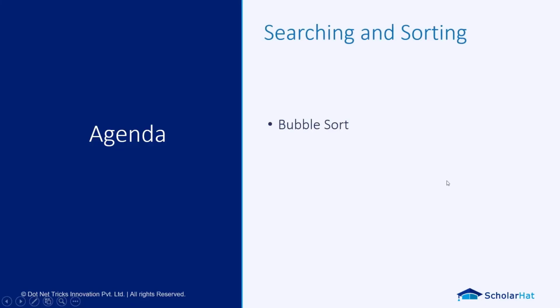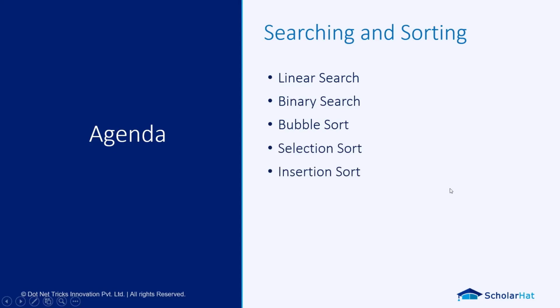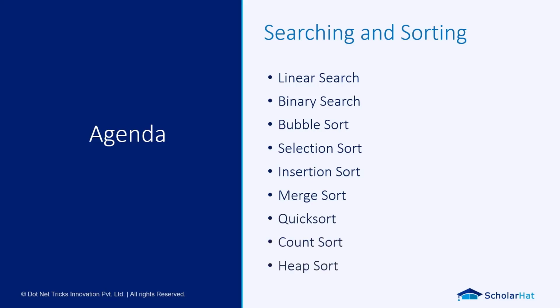So next up, we're going to start with the searching and sorting algorithms. There we're going to see linear search, binary search, bubble sort, selection sort, insertion, merge, quick sort, count sort, heap sort, lots of sorting and searching algorithms. So we're going to jump over one by one, and we're going to go first with the linear search.